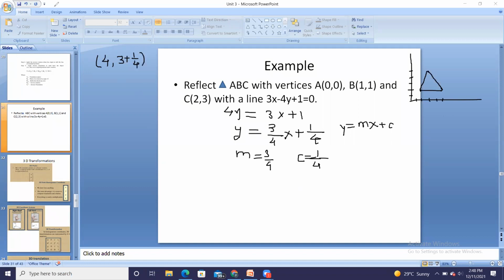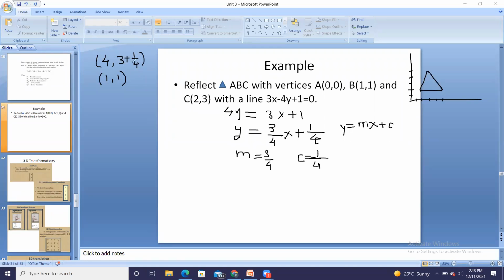Okay. And similarly, when I put some other value, like if I take x equal to 1, then y is 3 by 4 plus 1 by 4, that is 4 by 4. So y will be also equal to 1. So I have got the line is passing through these 2 points.